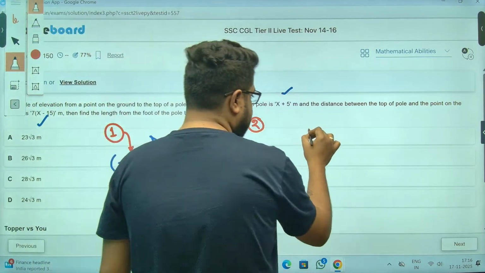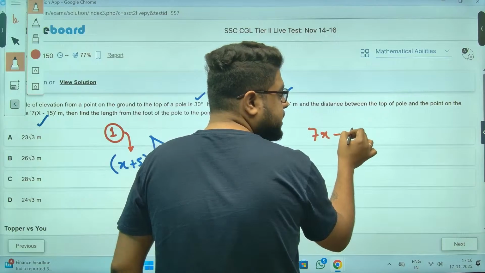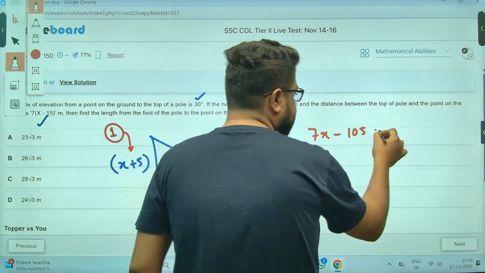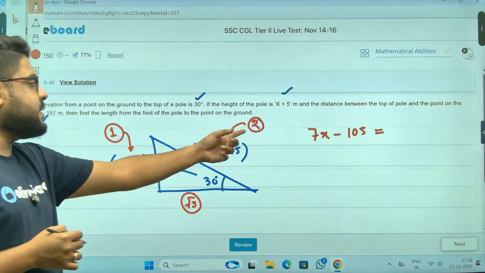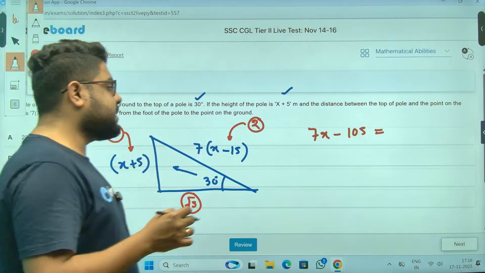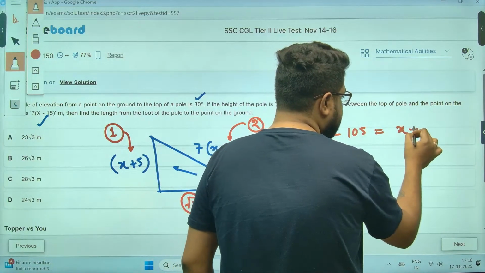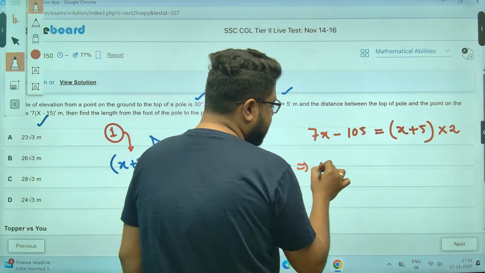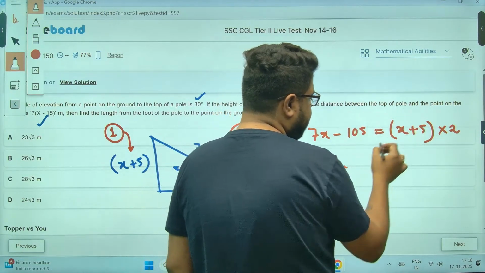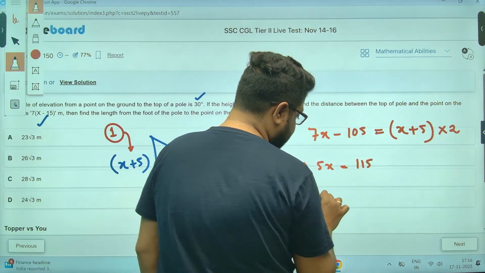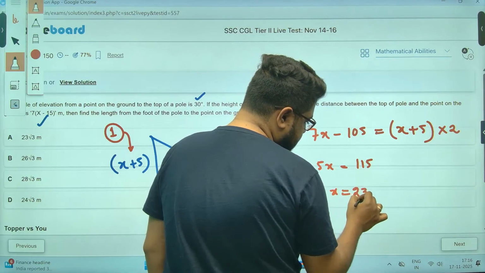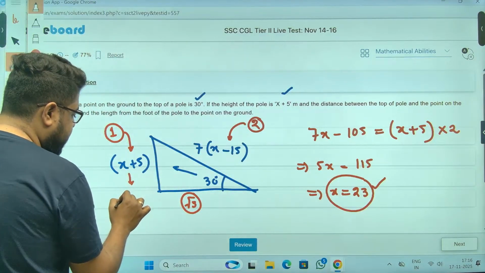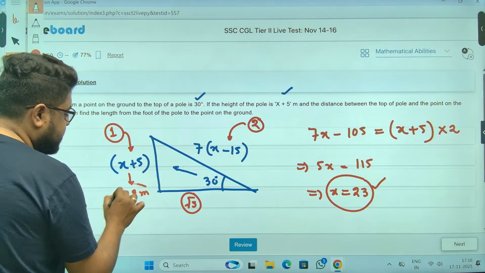So my equation I can write as 7x minus 105, meaning 7 into 15, is equal to double of this, because this is 2 and this is 1. So this is double, meaning this is x plus 5, double of that. So this is 2x. It will come to this side and become 5x. 105 plus 10 is 115. So x is 23, sir. X is equal to 23. So that means this height is 28. 28 meters is the height of the pole.